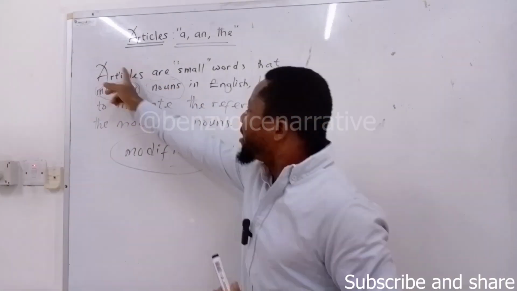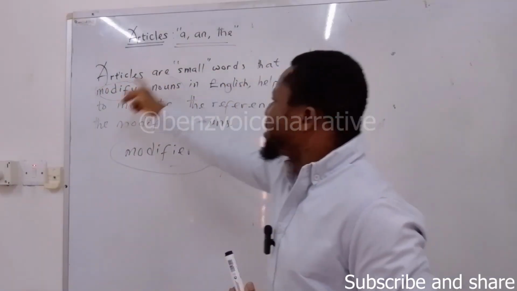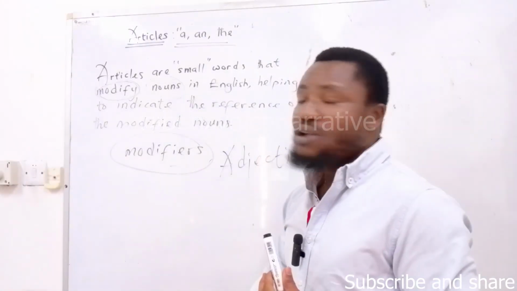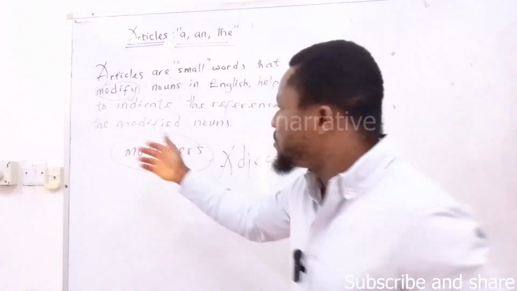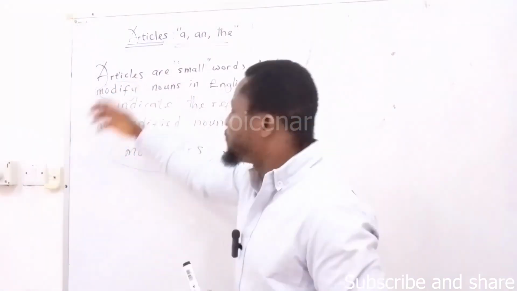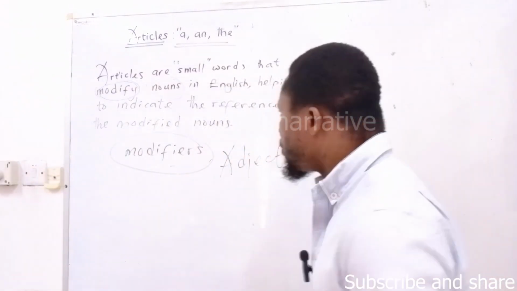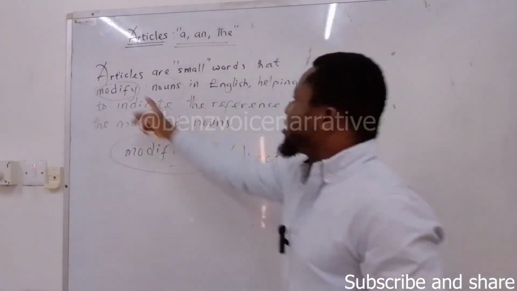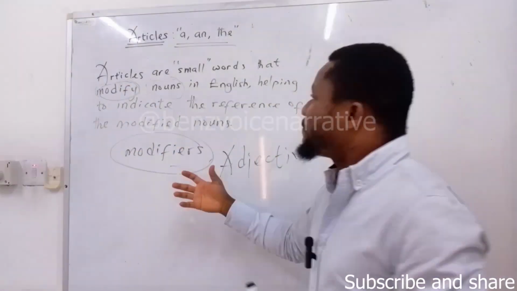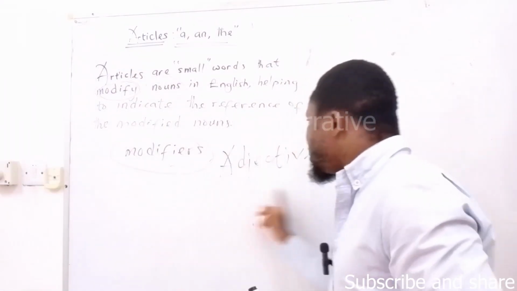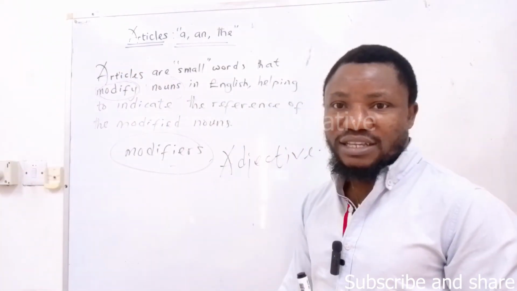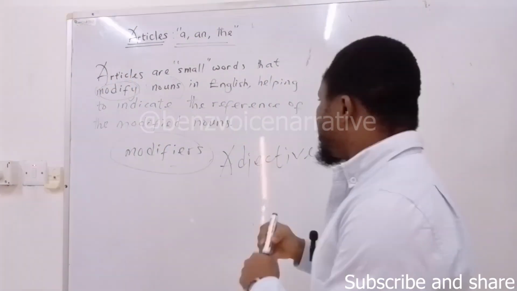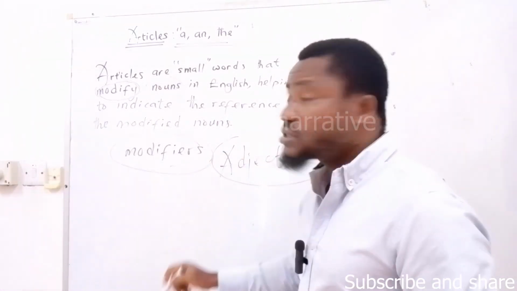And here we're seeing that articles are small words. They're words that modify, that come before nouns and describe a noun. Whatever modifies describes, whatever modifies explains, whatever modifies gives more information. So this definition already points us to the fact that articles are subsidiaries of adjectives. And that, of course, is the reality. The articles are adjectives.